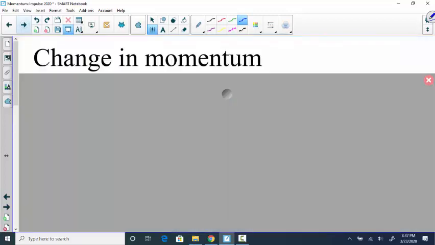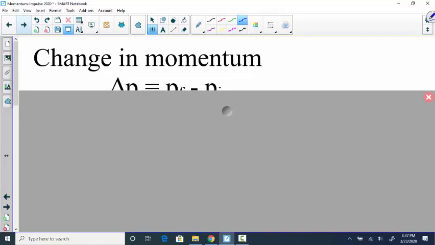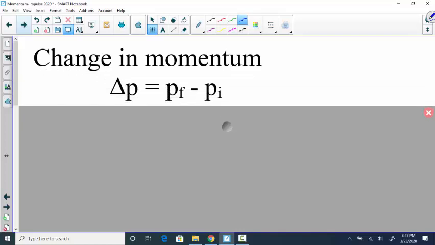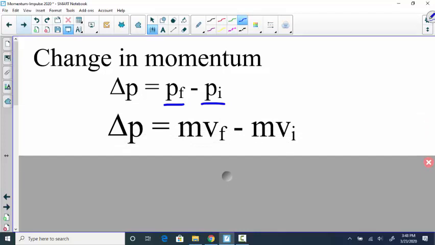So when we discuss the change in momentum, it's literally exactly what it says. It is the final momentum minus the initial momentum. So P sub F stands for final momentum, and P sub I stands for initial momentum. And when we write this out fully, it's still mass times velocity, okay? And what we look at, though, is what does its final velocity have versus what does its initial velocity have? And that is what change in momentum is.